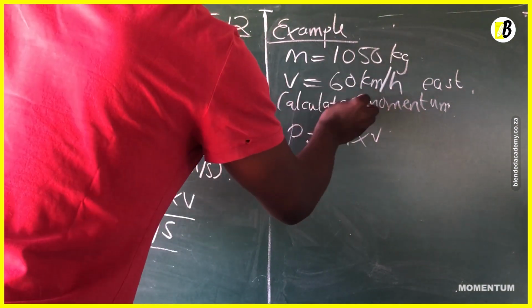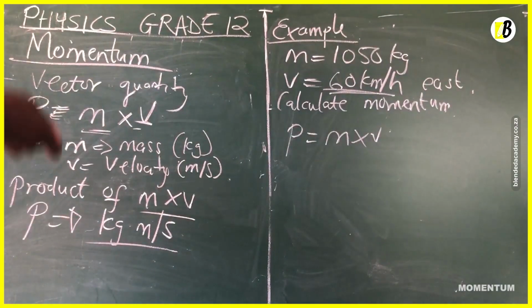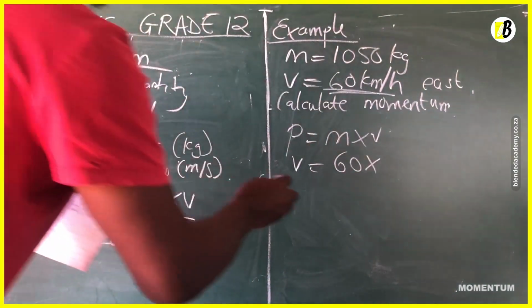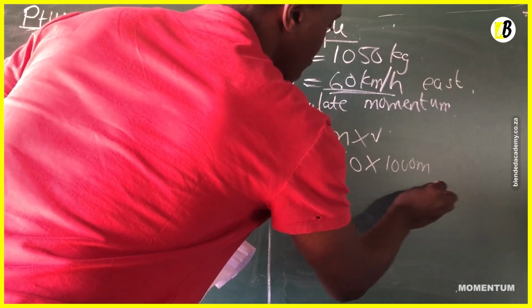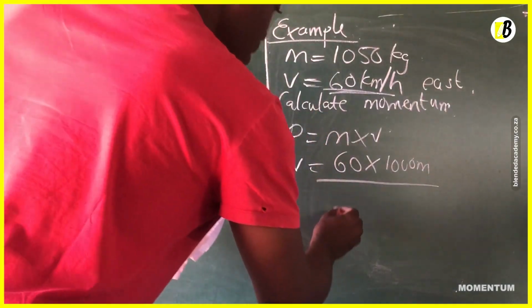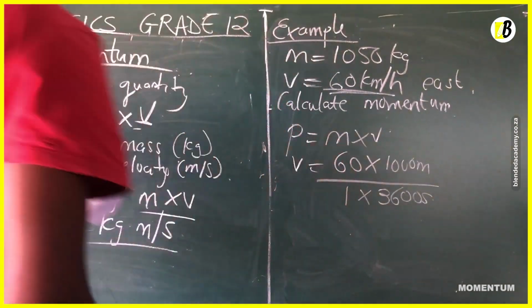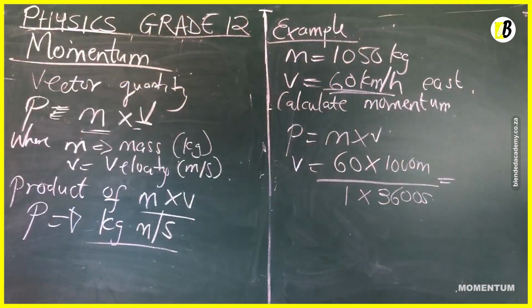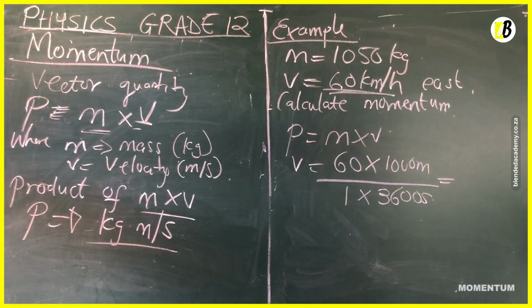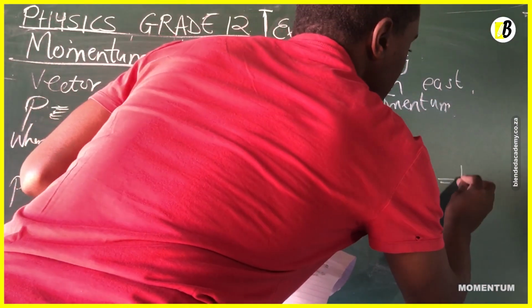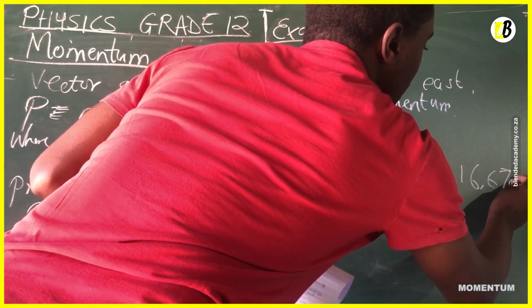In this case, we're given the mass and the velocity. Well, you need to take note that our velocity is given in kilometers per hour. So let's change it to our SI unit, which is meters per second. So velocity equals 60, and then you're converting your kilometers to meters, so you multiply by 1,000, and then you convert your hour to seconds, which means you multiply by 3,600 seconds. So 60 multiplied by 1,000 divided by 3,600. So now we're going to have 16.67 meters per second. That's our velocity in meters per second.